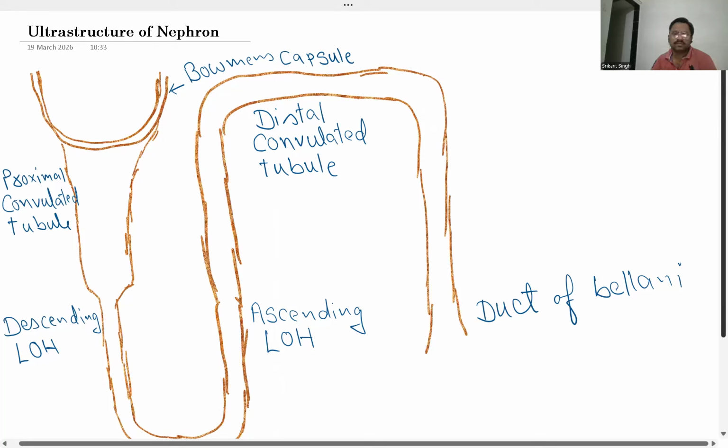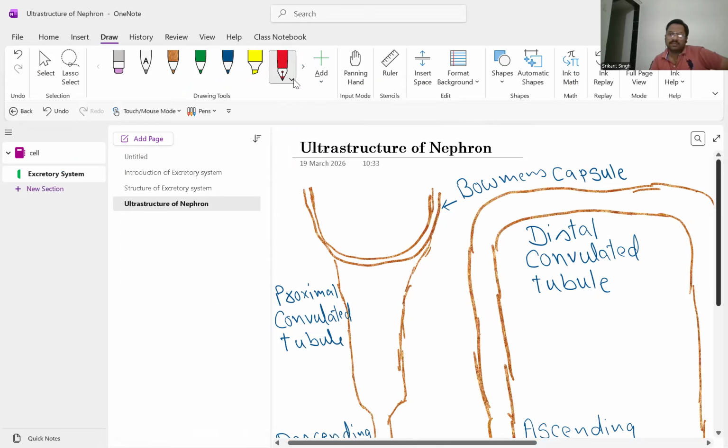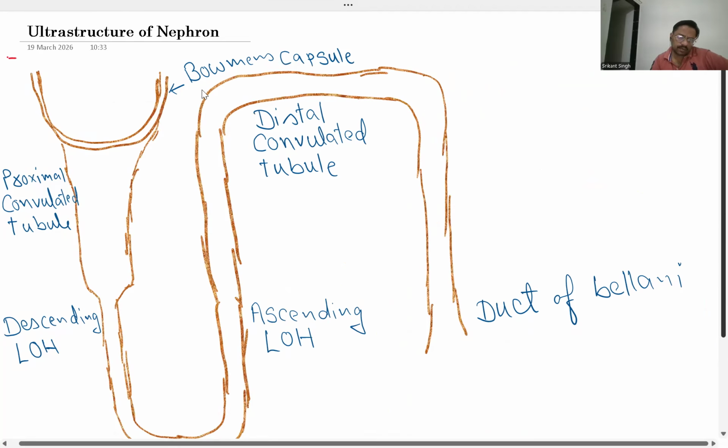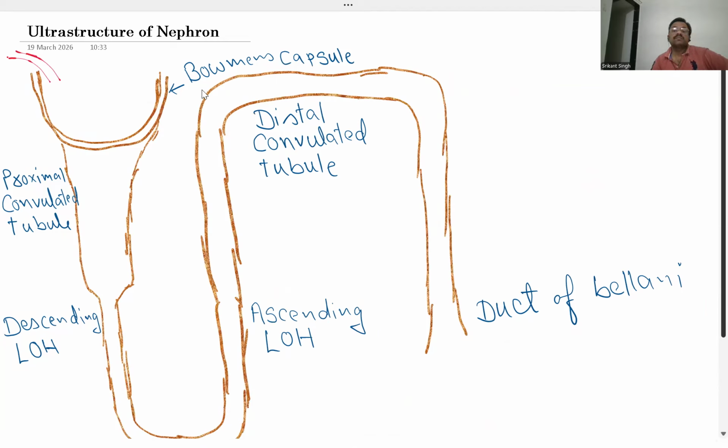Duct of Bellini. Now I have to take the red color because oxygenated blood is going to be coming into the nephron. It is coming from the renal artery. If it comes through the aorta, it is called the afferent arteriole.